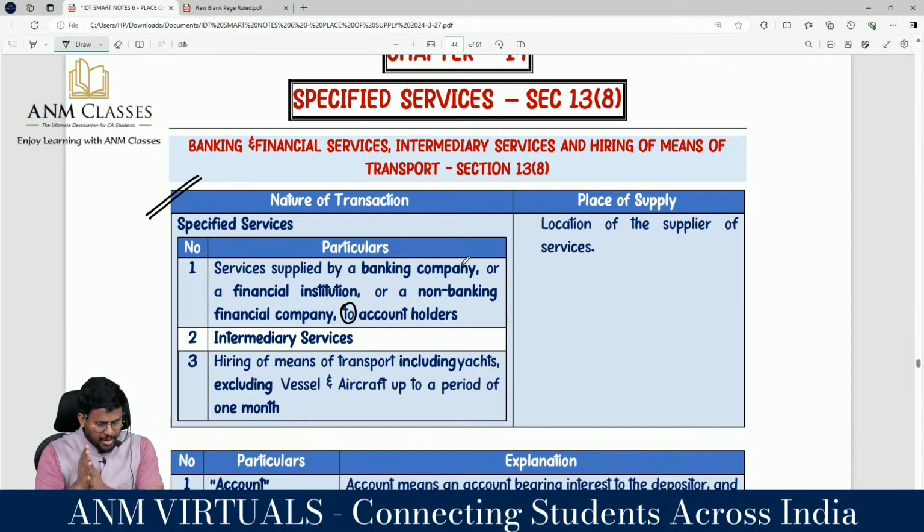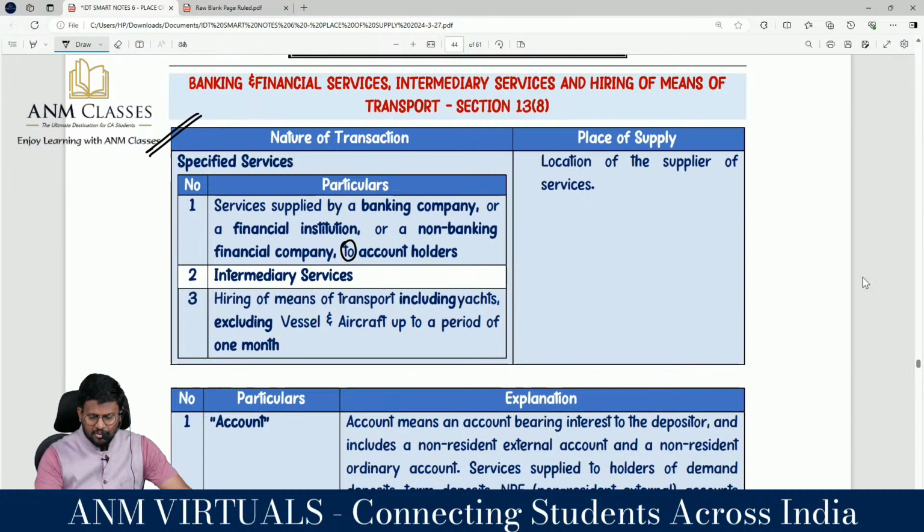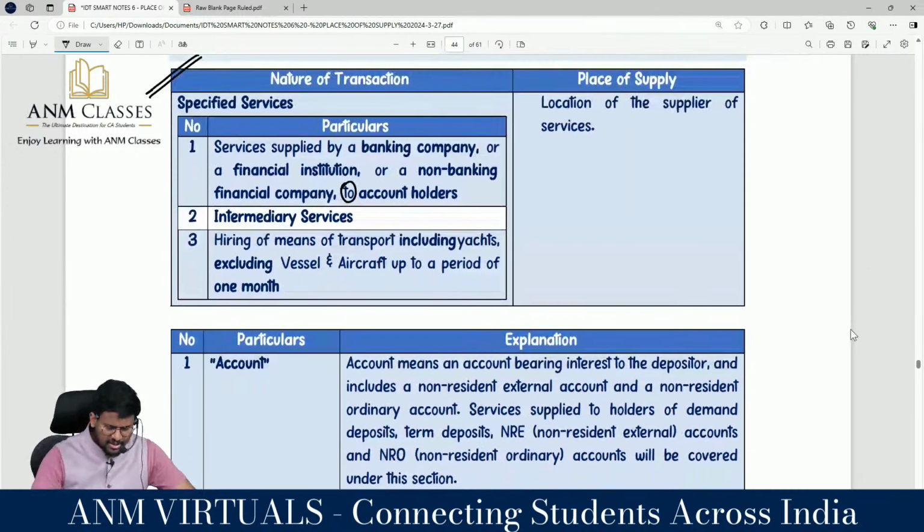Service supplied by a banking company or financial institution or NBFC to account holders. Intermediary services. Hiring of means of transport including yachts, excluding vessel and aircraft up to a period of 1 month. Then the place of supply is the location of the supplier of the service.